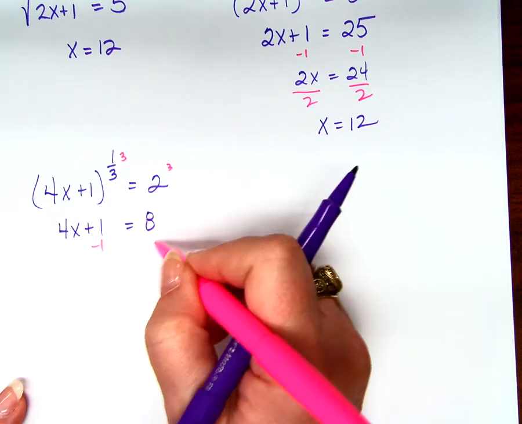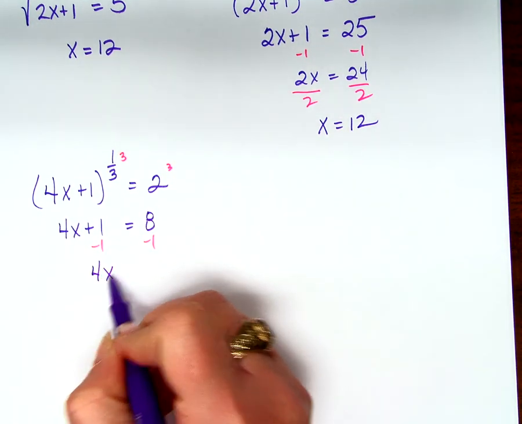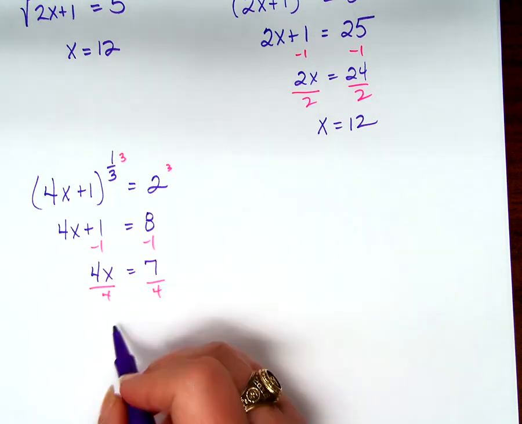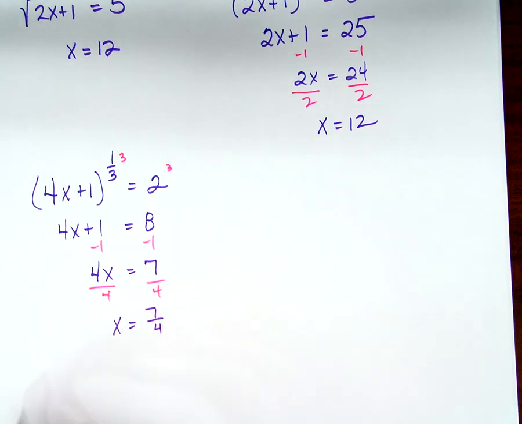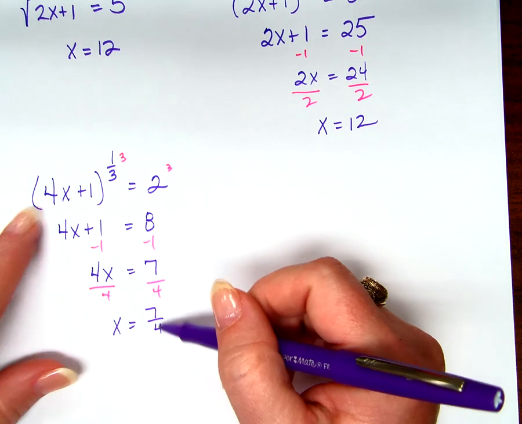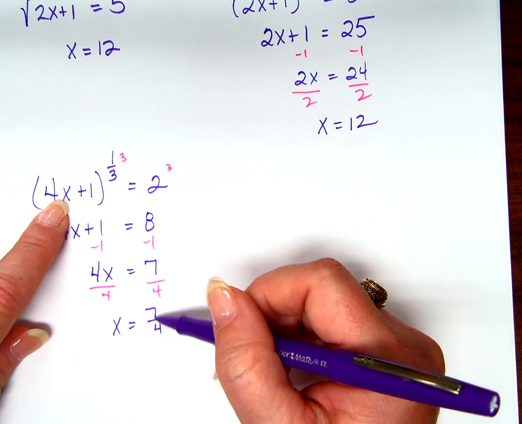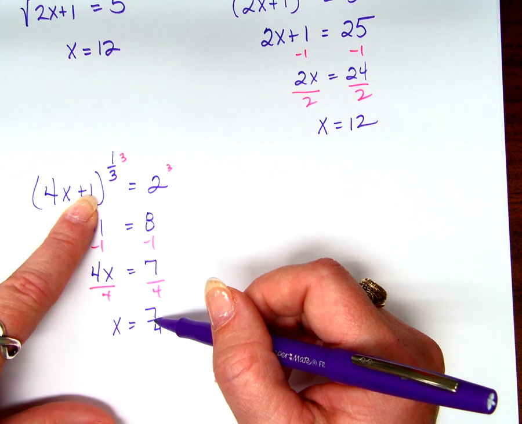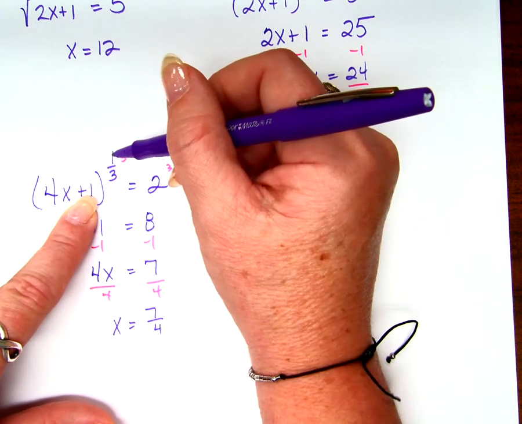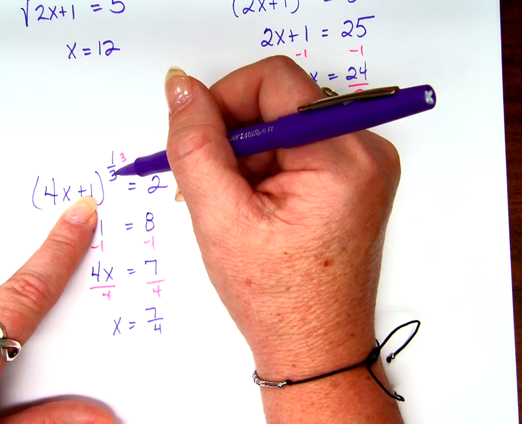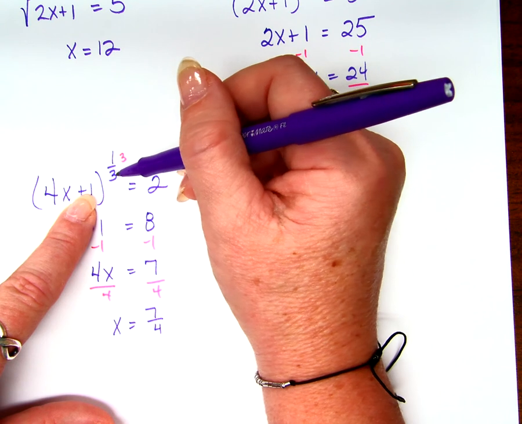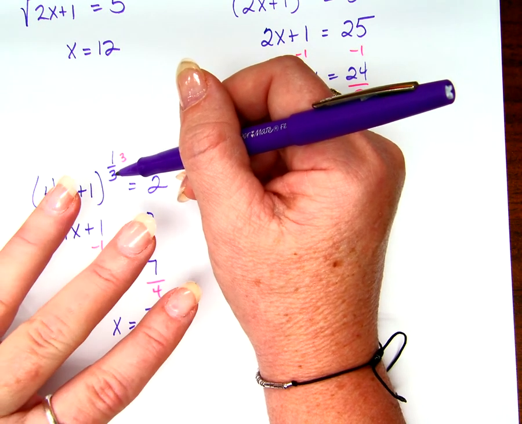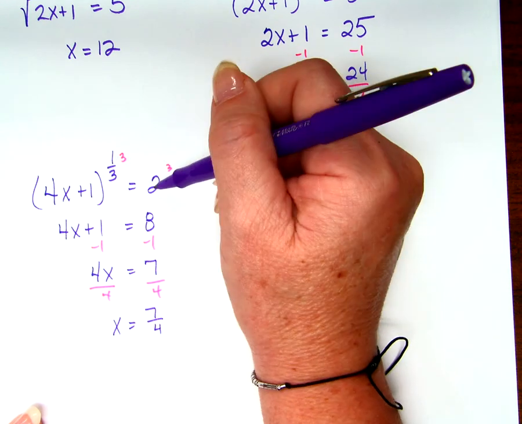And then if I subtract 1 from both sides, I get 4x equals 7, and divide both sides by 4, I get x equals 7 over 4. When I go to plug it back in, 4 times 7 over 4 is 7. 7 plus 1 is 8. 8 to the 1/3 power. The top is the power, the bottom is the root. So what's 8 to the cube root? What times what times what equals 8? 2.